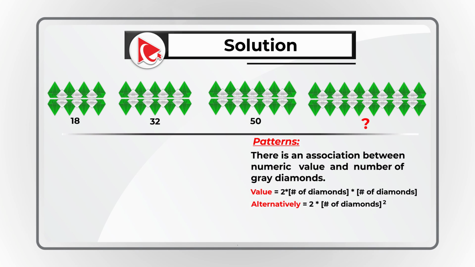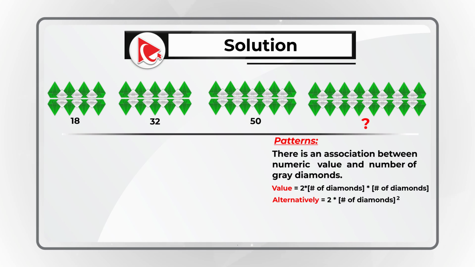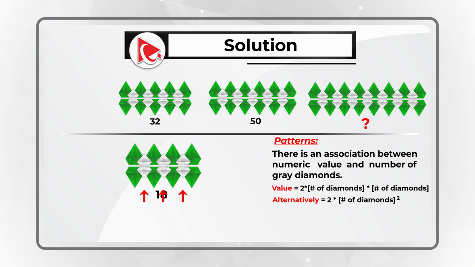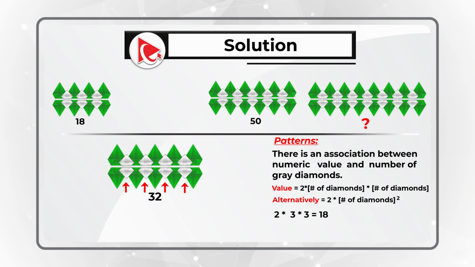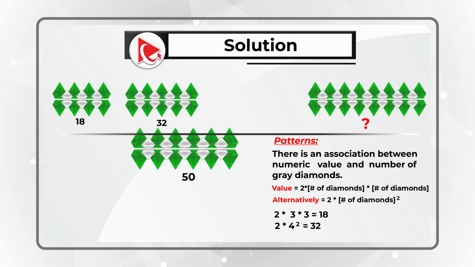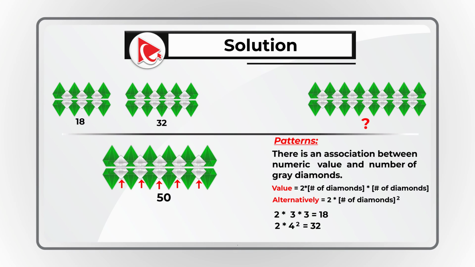Let's look at the example. For example, first diamond group has 3 gray diamonds. 2 multiplied by 3 and then again multiplied by 3 equals 2 multiplied by 9 and equals 18. The next diamond group has 4 diamonds, and 2 multiplied by 4 square equals 2 multiplied by 16 equals 32. The next one has 5 diamonds. 2 multiplied by 5 square equals 50.